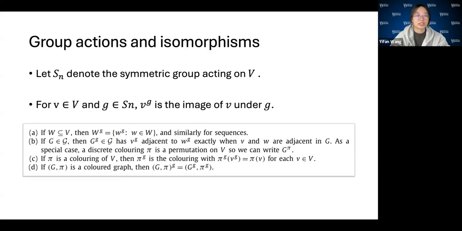Here are some notations. For any node v and permutation g from the symmetric group, we use v^g to denote the image of the node v under the permutation g. We use the same notation for other objects, for example, any set of nodes, a graph, a partition, or a colored graph.